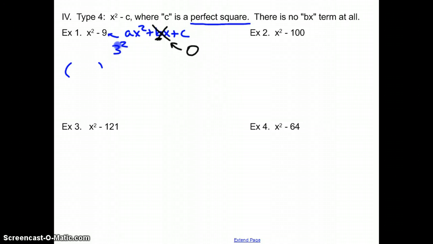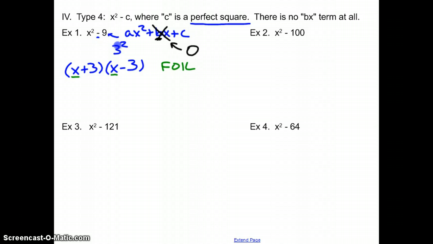So I make my factoring parentheses. I place an x at the beginning. I know that this value must add to be 0 in the middle, but it must multiply to be a negative number. So I'm going to have one positive and one negative. And I put in my 3's from my perfect square. And we'll see exactly what happens when I FOIL this thing. First, outer, inner, last. I FOIL and multiply and distribute.